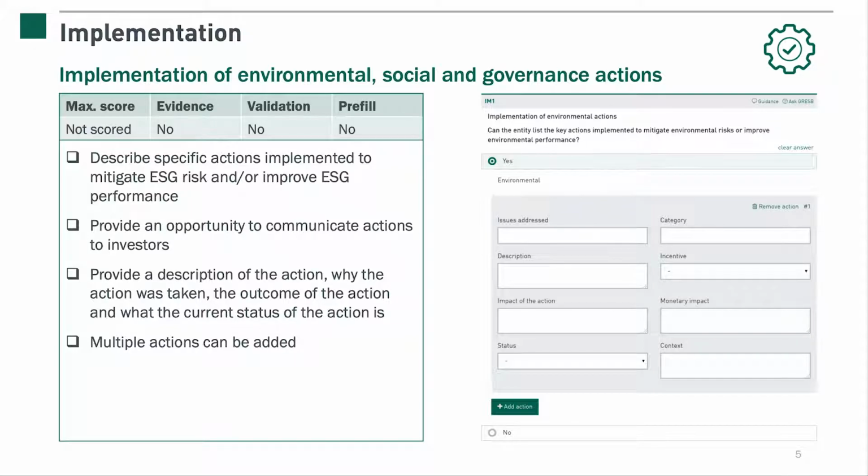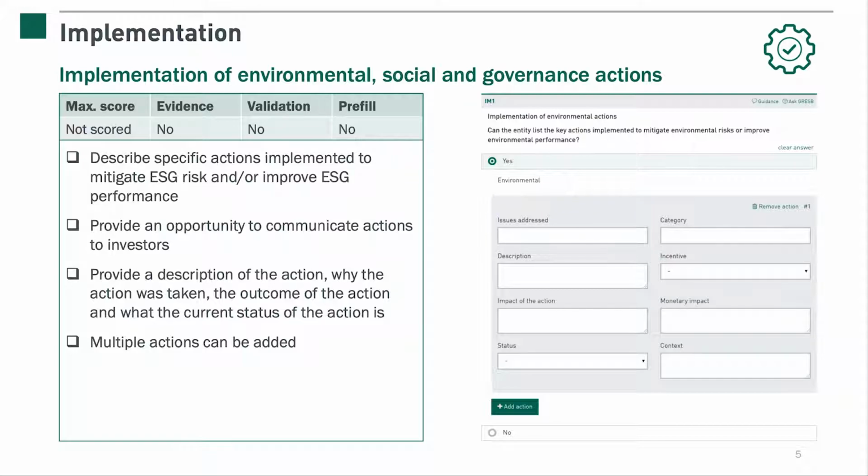Under Incentive, select from the drop-down. The options are voluntary, mandatory, or both. In the text box under Impact of the action, effects or outcomes of the action can be described. The monetary impact can be provided separately under Monetary Impact. This can be a number, an estimate, or a description, including, for example, information on return on investment that the entity wants to share with its investors.